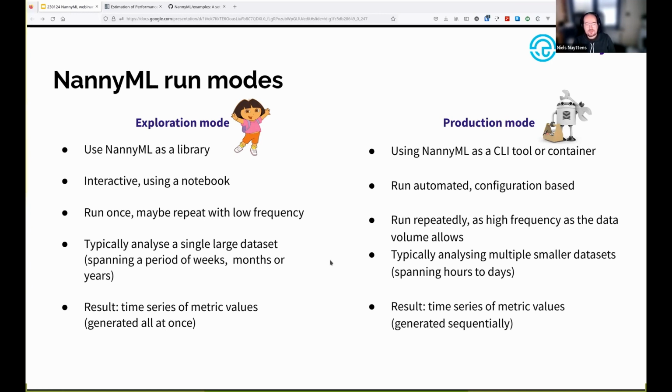So in the first case, the exploration mode, we see people using NannyML as a library in an interactive setting. So you can use NannyML within a Jupyter notebook, and you use it as a library. The way that you use it is very ad hoc. You run it once, or maybe with very low frequency, you repeat it every 3 months or something. You load in a very big data set that contains all of your model inputs and outputs for the last couple of months. You analyze them, you take a look, you take some actions, and basically the result is you get a time series of metric values, all different kinds of them, right?